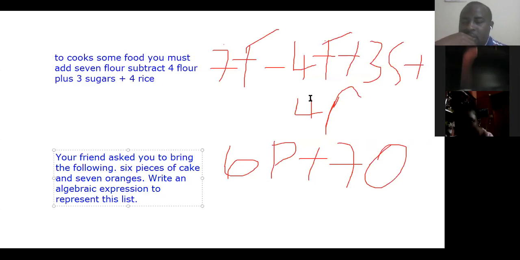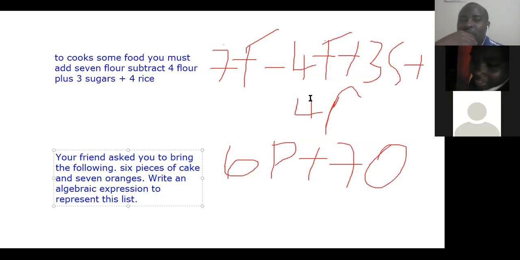That's all there is. So when mommy tells you to go to the shop, you can just write an expression to represent the things you need. You don't need to write out the whole words. Just write an expression: 7 flour minus 4 flour plus 3 sugar, and so on. All right? Yes, sir. Let's do some more.